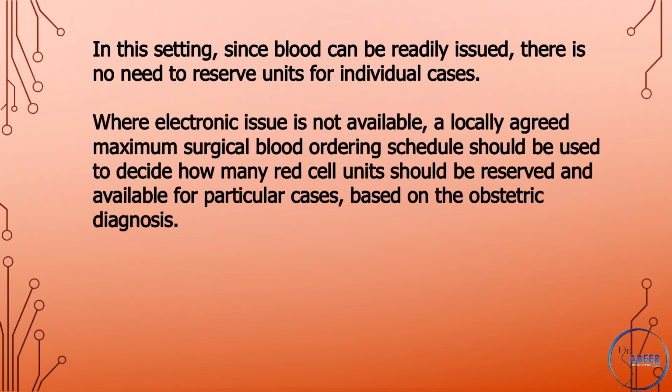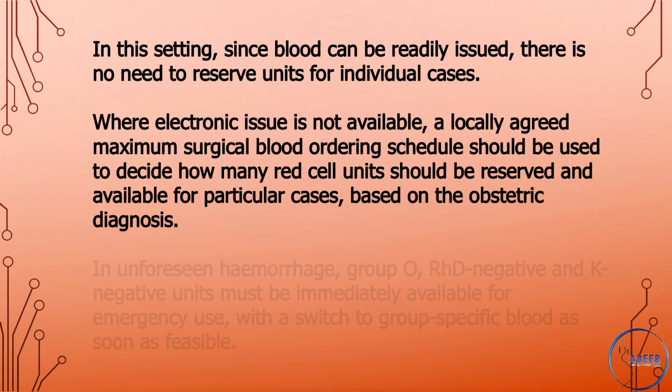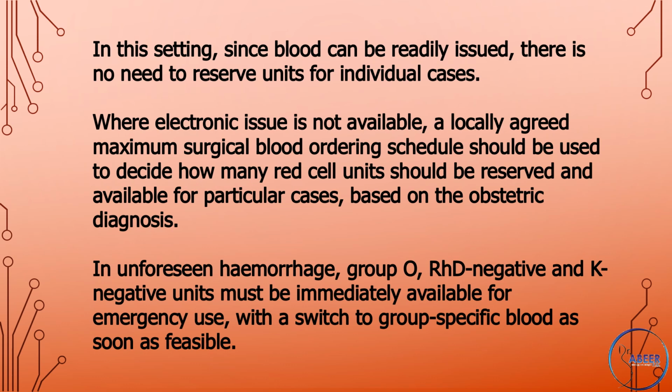Where electronic issue is not available, a locally agreed maximum surgical blood ordering schedule should be used to decide how many red cell units should be reserved and available for particular cases based on the obstetric diagnosis. In unforeseen hemorrhage, Group O, RHD negative, and K negative units must be immediately available for emergency use with a switch to group-specific blood as soon as feasible.